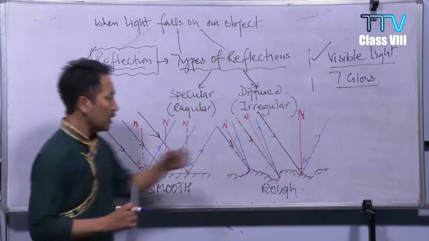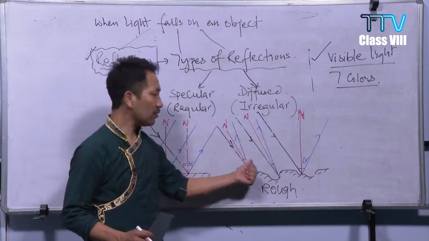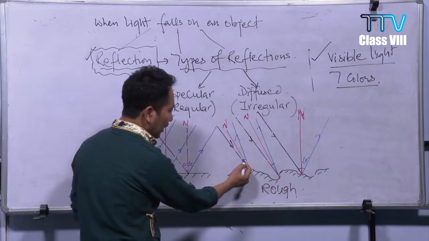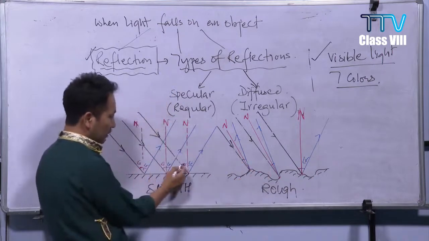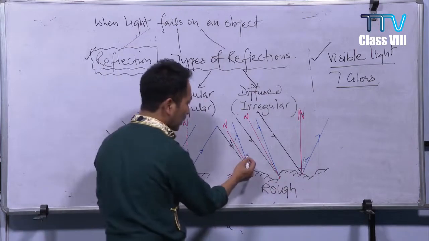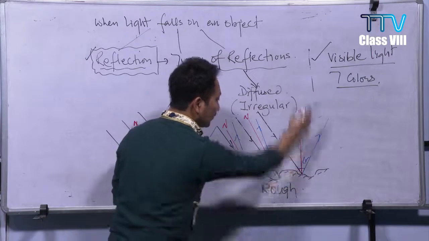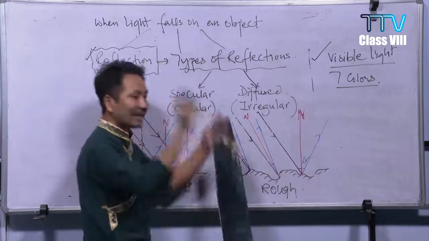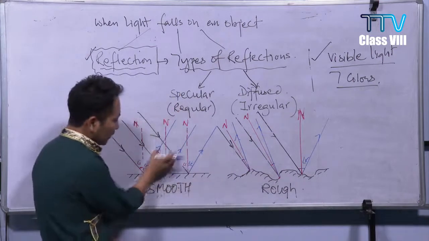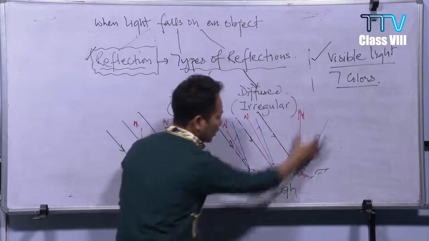So in case of a diffuse reflection, the angle of reflections are not the same. The angle I is different, but angle R differs. The light does not reflect properly; they get scattered. In one case the reflected rays are parallel, while in the other the reflected rays are not parallel.